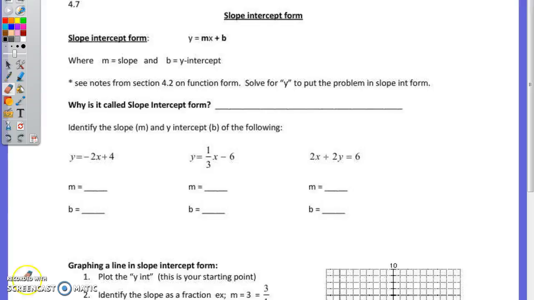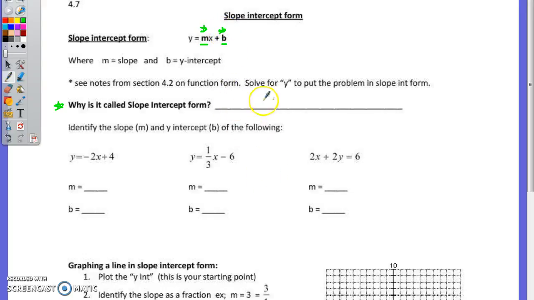All right, class, so today we covered chapter 4-7 in the red book, slope-intercept form. Slope-intercept is y = mx + b, where m is our slope and b is our y-intercept. Spent a lot of time identifying slope and y-intercept and why we call it that. Why is it called slope-intercept form? Because you can easily identify the slope and the y-intercept when it's in that form.